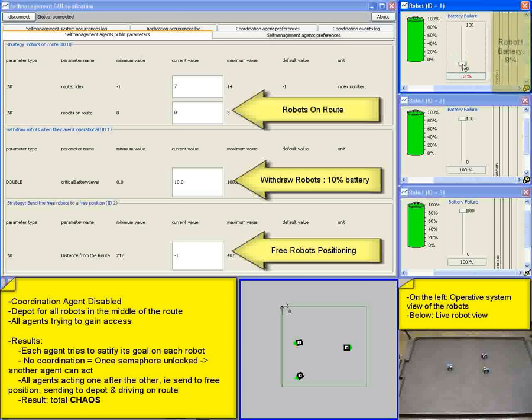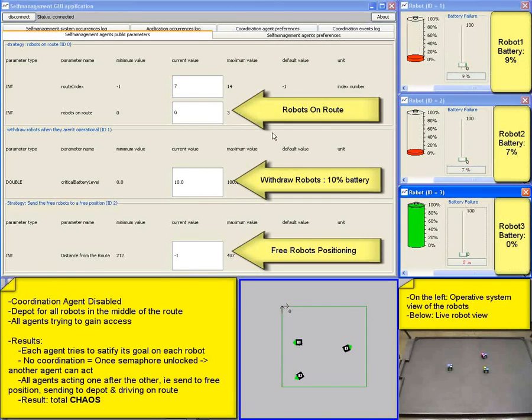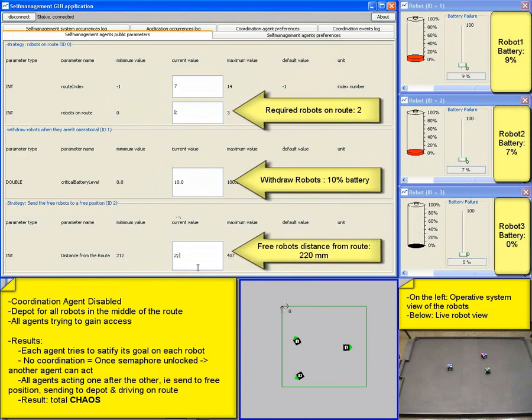So I would start by setting the battery level of robot 1 to 9%, robot 2 7%, robot 3 0%, the required number of robots on the route 2, and the distance from the route is 220 millimeters. Notice that over here, the coordination agent is disabled. So all of the agents are trying to gain access, and each agent is trying to satisfy its own goal. However, coordination is disabled, which means that the moment the semaphore is unlocked, another agent can gain access and start trying to perform its goal.